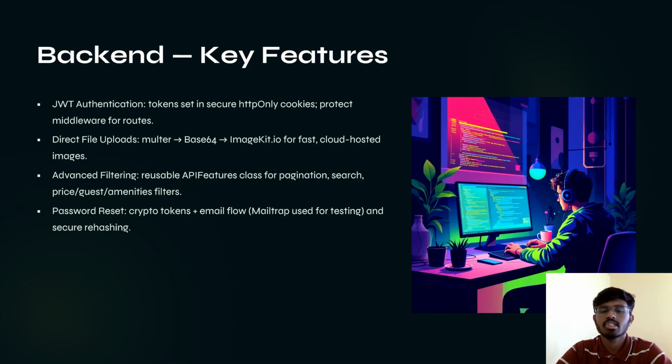This single class handles searching by location and filtering by price, guest, and amenities, all from the URL. Password reset: I implemented a secure password reset flow using crypto tokens. A user requests a reset, receives a unique link via email. I used Mailtrap for testing, and the user can then set a new password, which is then rehashed and saved.